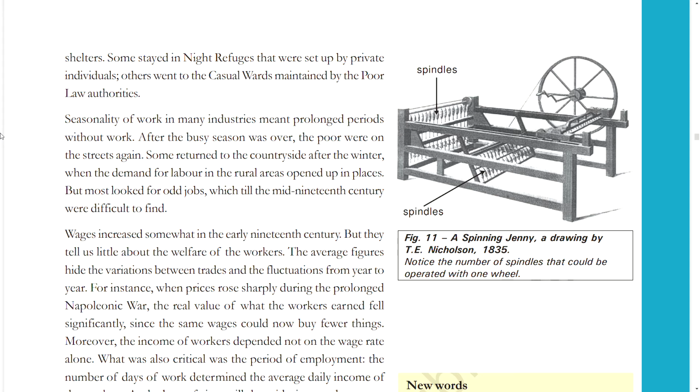Seasonality of work in many industries meant prolonged periods without work. After the busy season was over, the poor were on the streets again. Some returned to the countryside after the winter when the demand for labor in the rural areas opened up in places. But most looked for odd jobs, which till the mid-19th century were difficult to find.